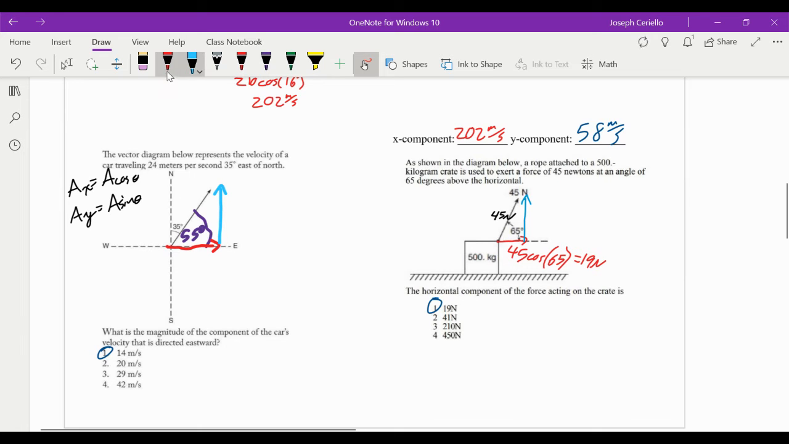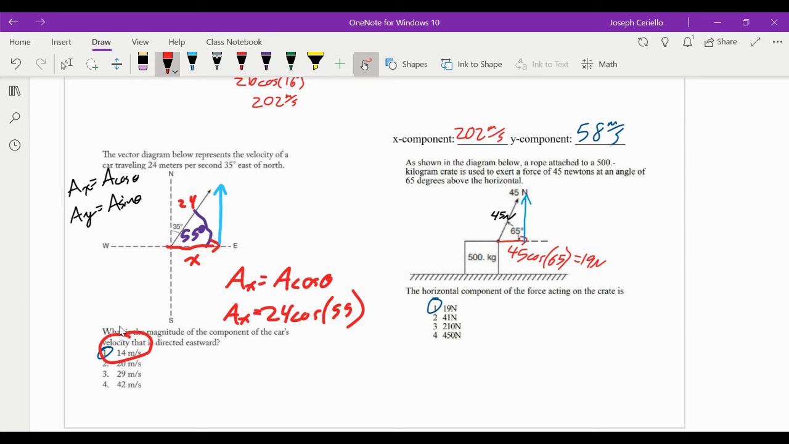Okay, so to get the east component, that's this side, the x component, so that'd be AX. So AX equals A cosine theta. So AX is going to be, let's see, this is 24, I think it says. Yeah, it's 24 up there. So 24 cosine of 55, which should give you 14 meters per second. All right, check out that math there.